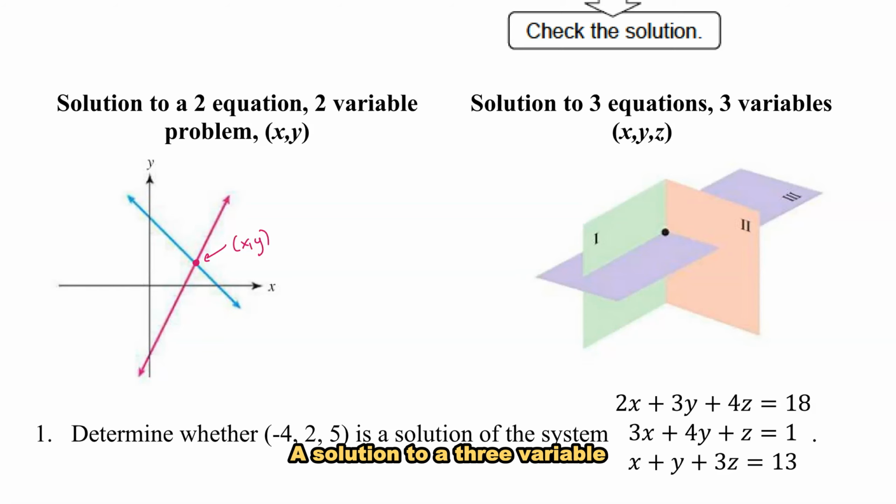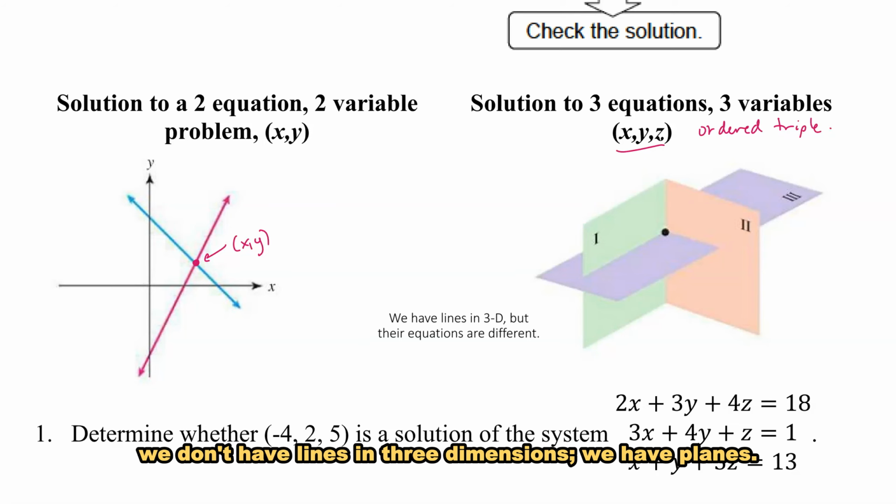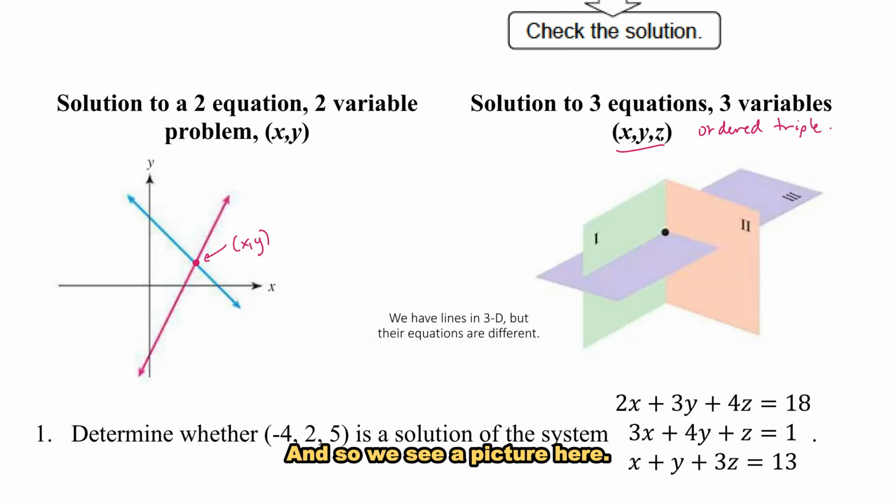A solution to a 3-variable linear system is what we call an ordered triple. And we usually represent this by x, y, z. For linear equations with 3 variables, we don't have lines in 3 dimensions, we have planes. And so we see a picture here, we have 3 planes represented by these rectangles. And this dot here, where they come together, where they intersect, gives us our solution, our ordered triple.